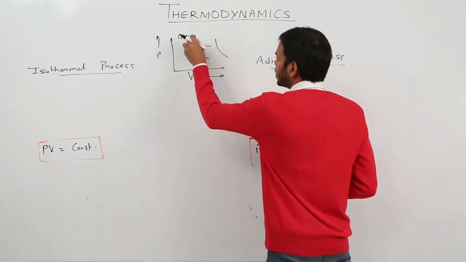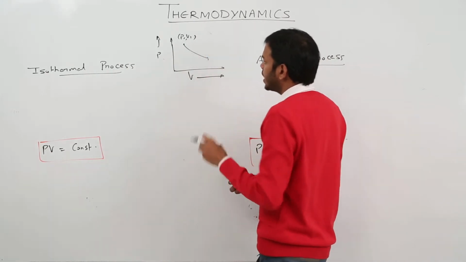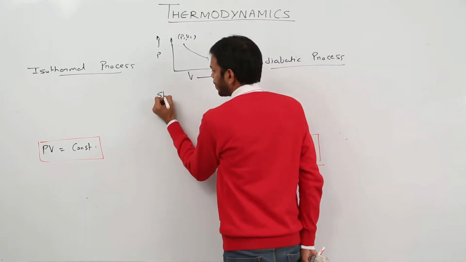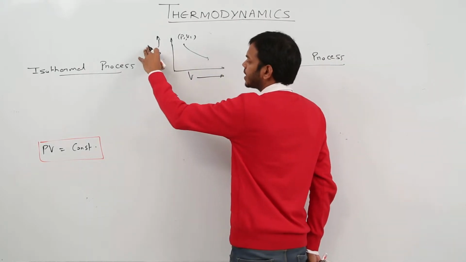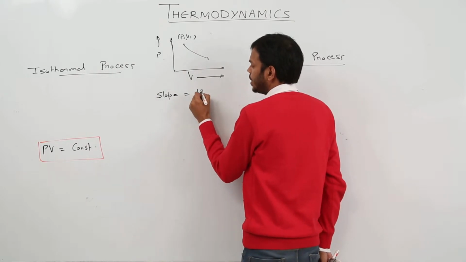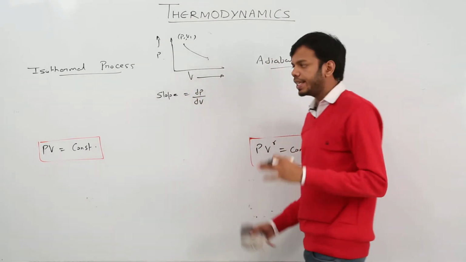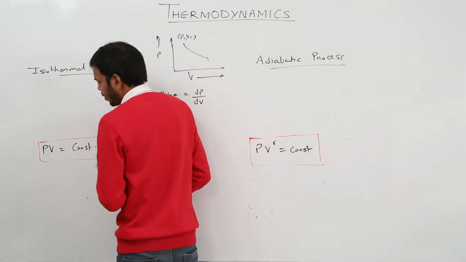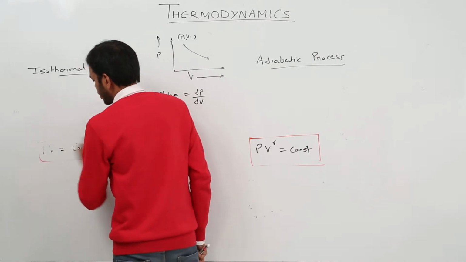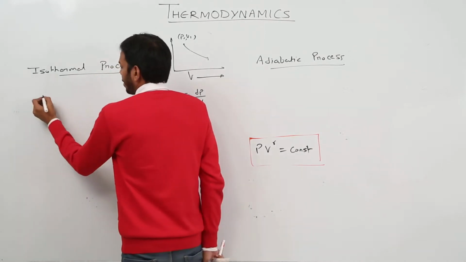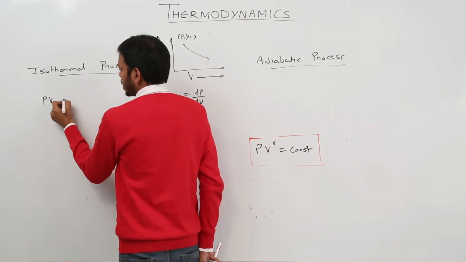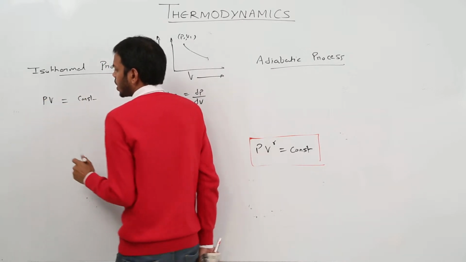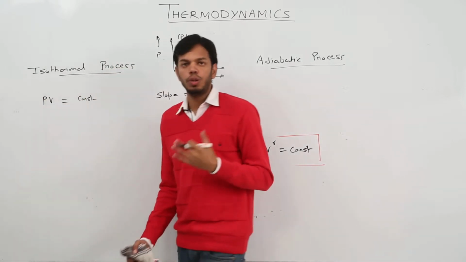Okay, there are possibilities. So we are going to study how the slopes of isothermal and adiabatic processes vary. Slope is given by the rate of change of the y-axis with respect to the x-axis, which is dP upon dV. This is what we are going to do for both equations. I'll start with PV equals constant, differentiating both sides.